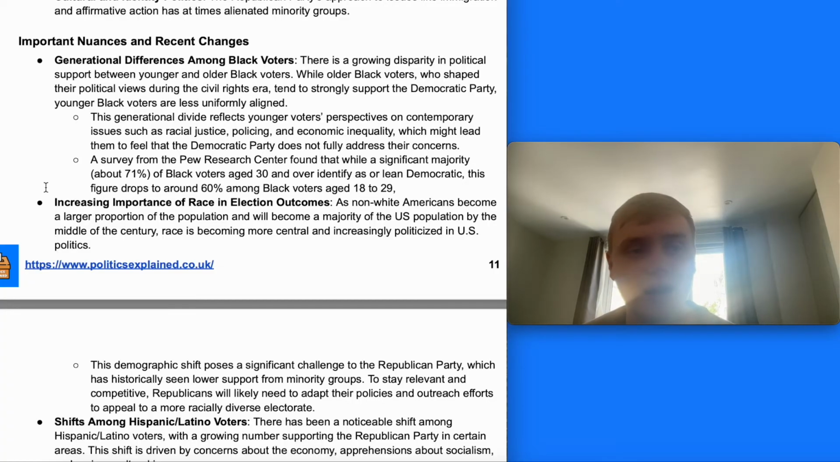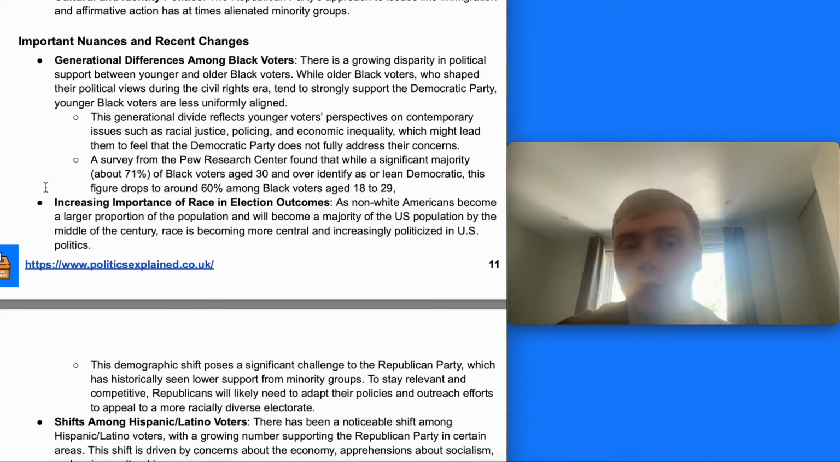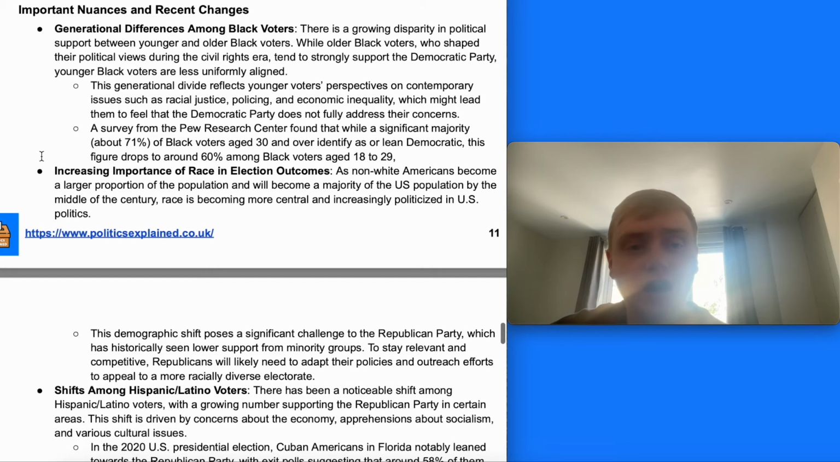So there's a growing disparity in political support between younger and older Black voters. Whilst older Black voters, who shaped their political views during the civil rights era, tend to strongly support the Democratic Party, younger Black voters are less uniformly aligned. This generational divide reflects younger voters' perspectives on contemporary issues like racial justice, policing, and economic inequality, which might lead them to feel that the Democratic Party doesn't fully address their concerns.